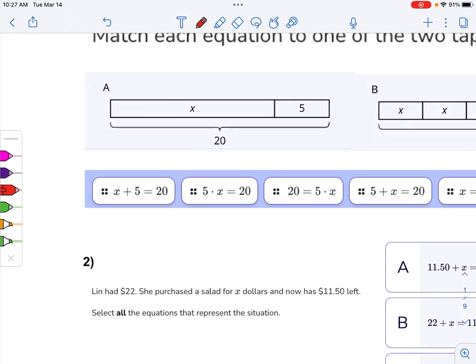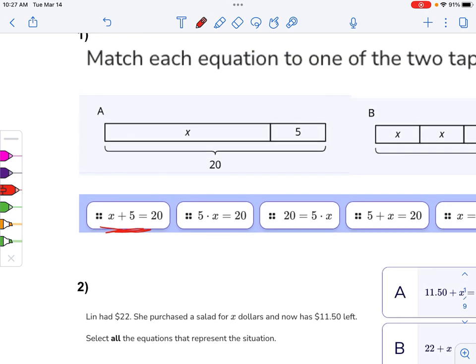It could be in the middle of the night there. So let's say x plus 5 equals 20. I'm looking for one that has to do with addition, and that's exactly what A is doing. I have some, and I added 5 more, and end up with 20. So that first one goes with A.